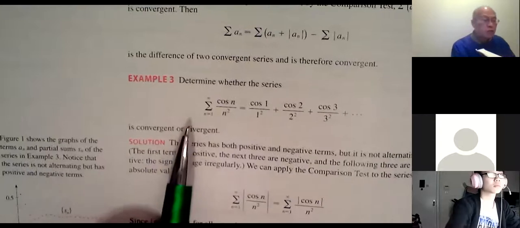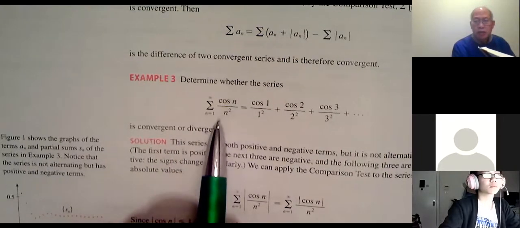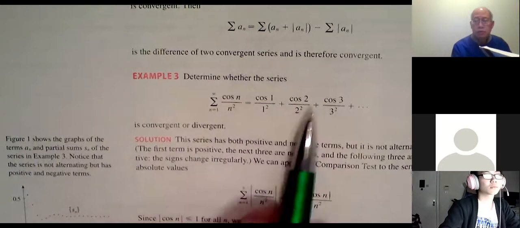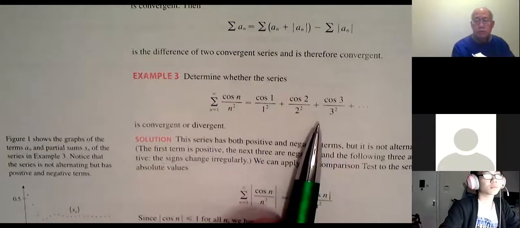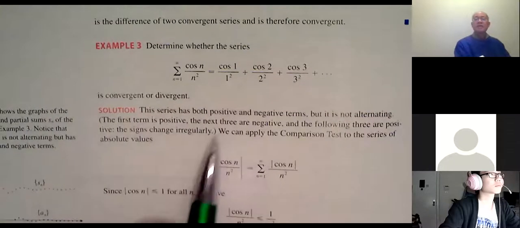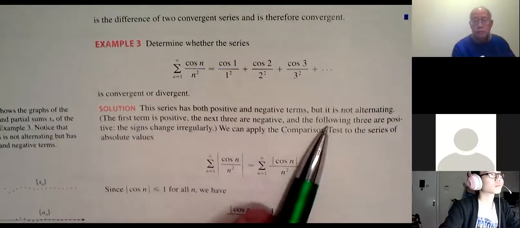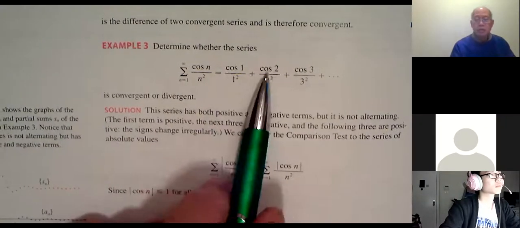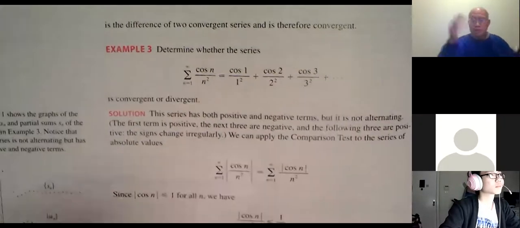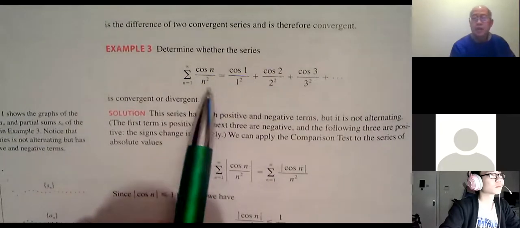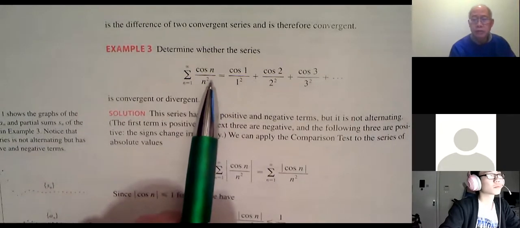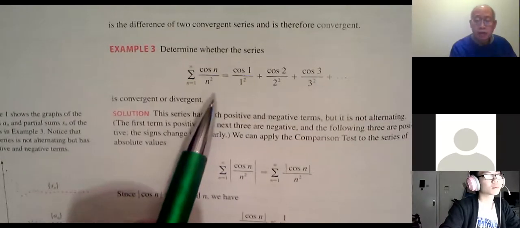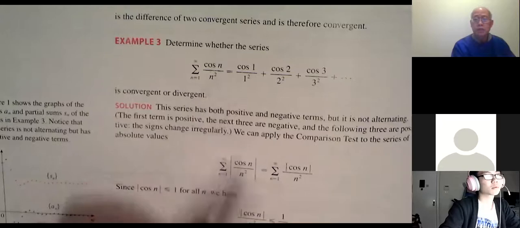Okay, summation n equals 1 to infinity, cosine n over n squared. So cosine 1 over 1 squared, cosine 2 over 2 squared, cosine 3 over 3 squared. Now this is not alternating. You can try it on your calculator, but if you punch out cosine 1, cosine 2, cosine 3, it bounces up and down. Sometimes you have 3 positives in a row and then maybe 2 negatives in a row and then 2 positives, 3 negatives. It's not alternating, so I can't use any rule about alternating series.